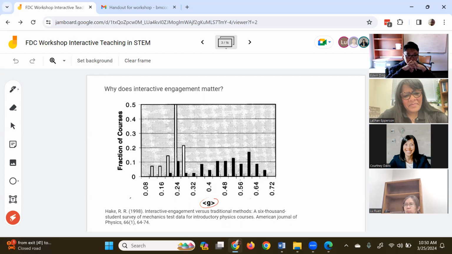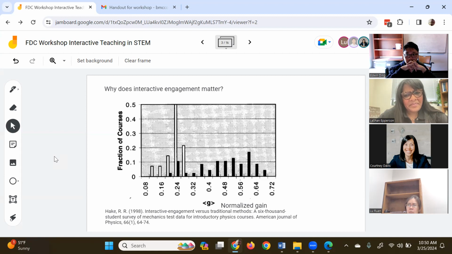This thing here is called the normalized gain, which I need to define for you. In order to get the normalized gain, there's a standardized conceptual understanding test used in introductory physics courses around the country called the Force Concept Inventory. It's given as a pre and a post, so you can measure gain during the semester. And normalized gain is the gain over the maximum possible gain for that student.